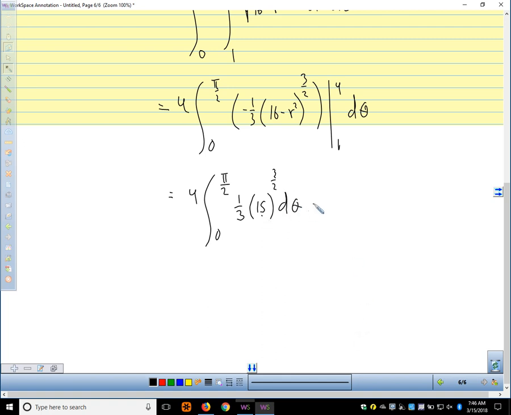And then, so what I was saying before, we get 4/3. The integral of theta, we get 15 to the 3 halves times theta evaluated on 0 to pi over 2. That's just a multiple of pi over 2. None of this depends on theta, so we just have a multiple of pi over 2 at the end. And we could write this as 10 pi square root of 15.